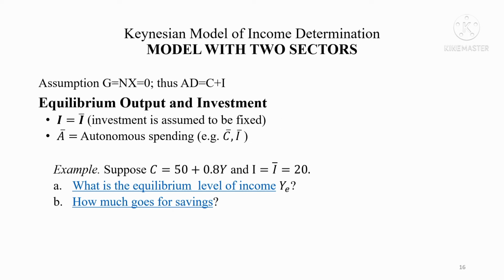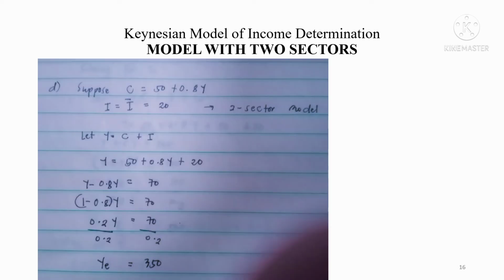For example, suppose we have the same equation for the consumption function, that is C = 50 + 0.8Y, and investment is fixed at 20. So what is the equilibrium level of income? And how much goes for savings? We will now solve the equilibrium level of income in this type of economy. The same process, but here we will add another sector, which is investment.